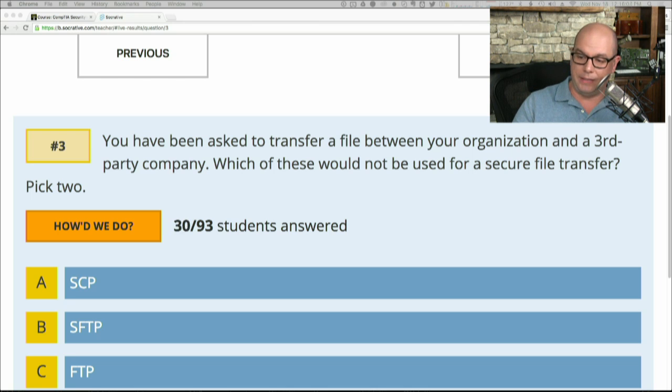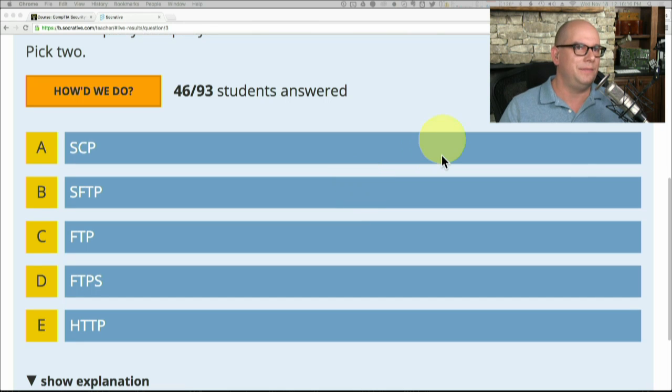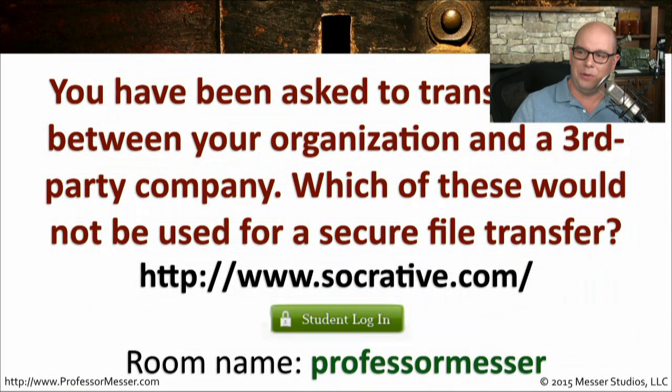There's quite a bit on this particular one that we need to go through, but make sure that you're answering it in Socrative and not in the chat room. And no Googling those terms. You should not go through and Google SCP, SFTP, FTP, FTPS, and HTTP, although it just sounds like a lot of letters, isn't it? So go to Socrative.com.